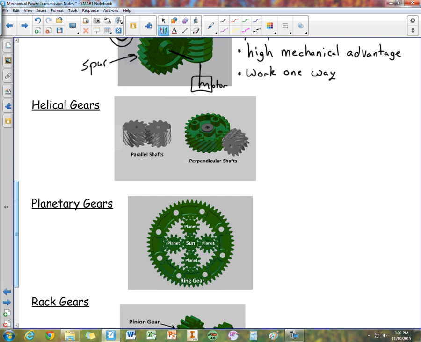Next one we come to are helical gears. These ones are kind of neat. Basically, they're very similar to spur. And notice that they can transfer motion between perpendicular drive shafts, or non-intersecting parallel shafts, or non-intersecting perpendicular shafts.